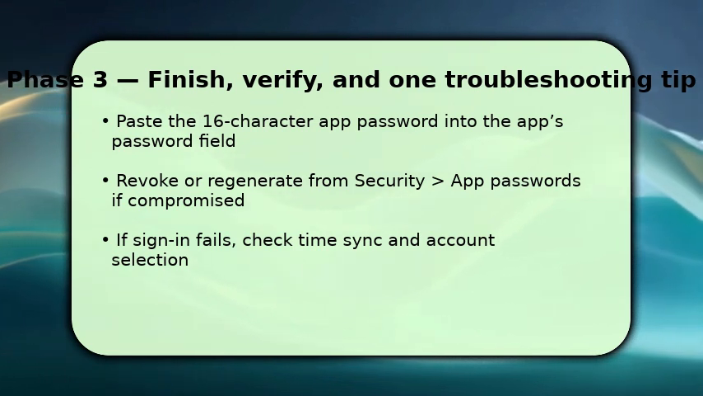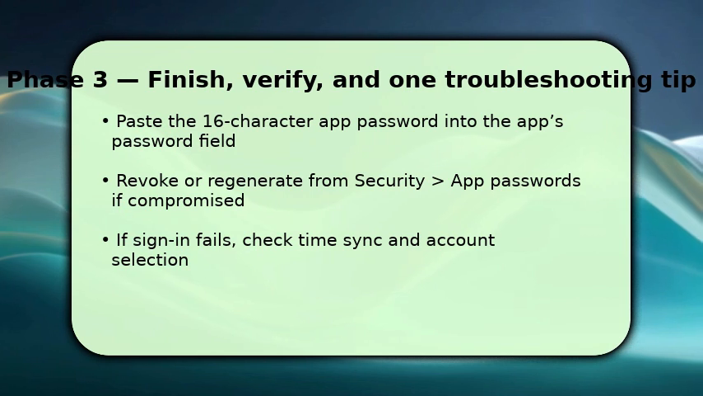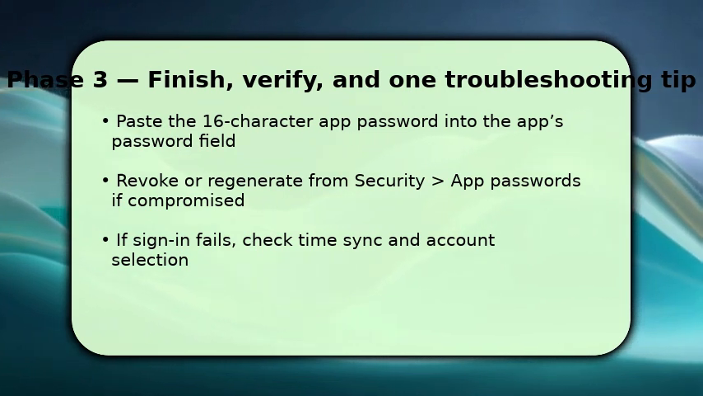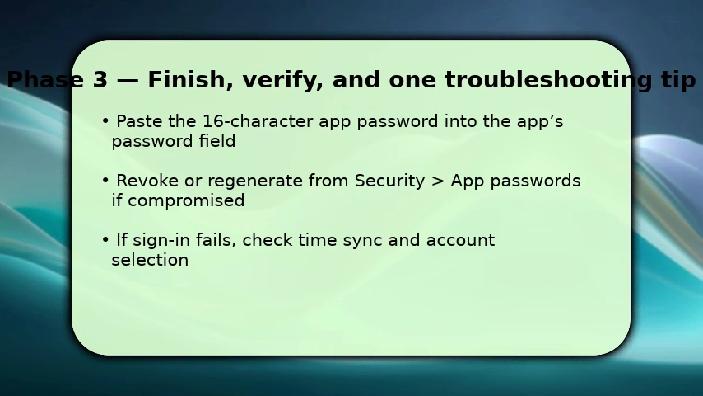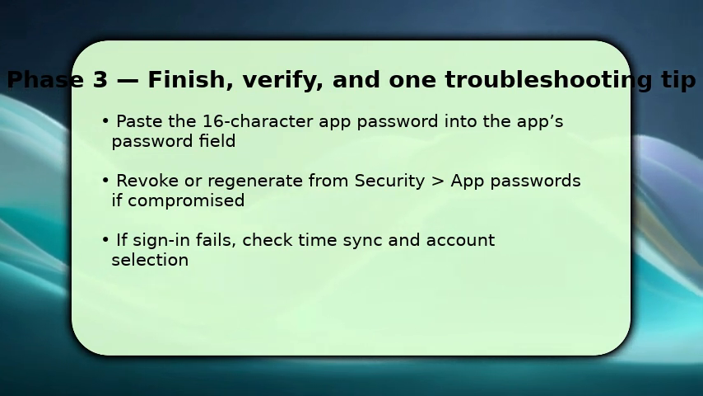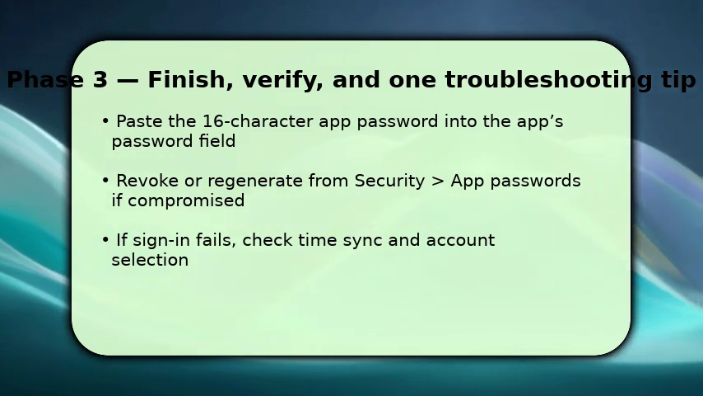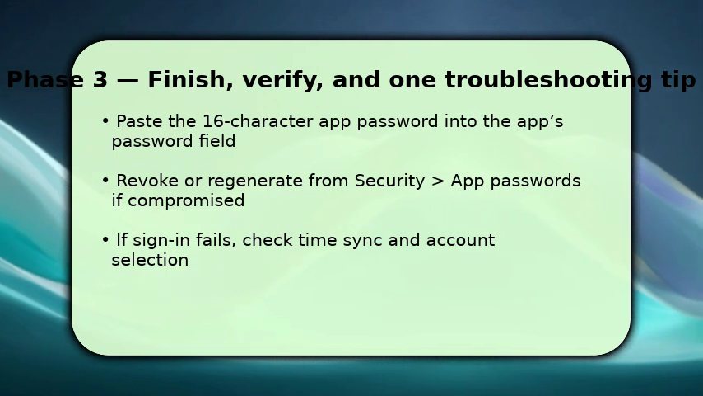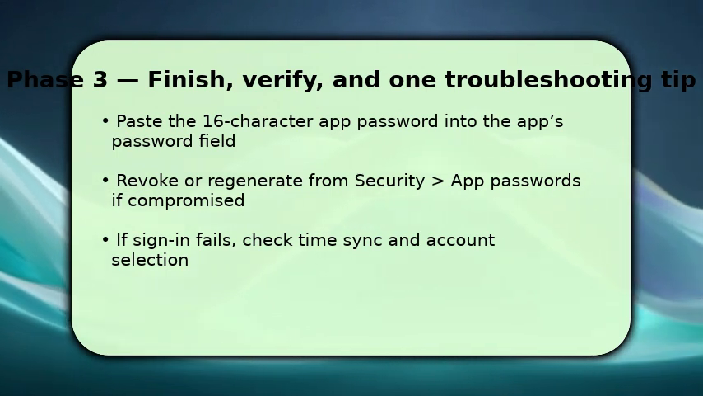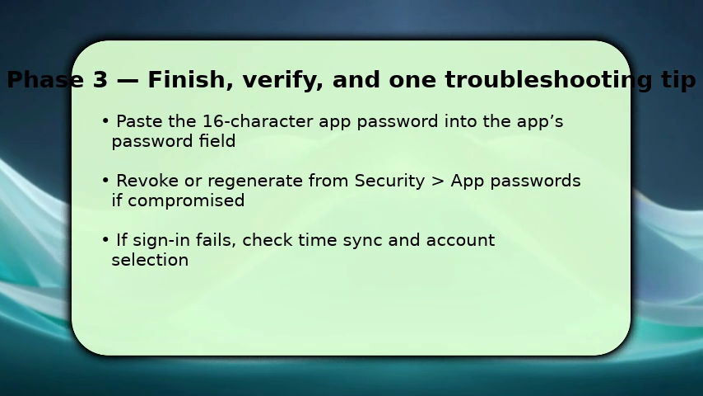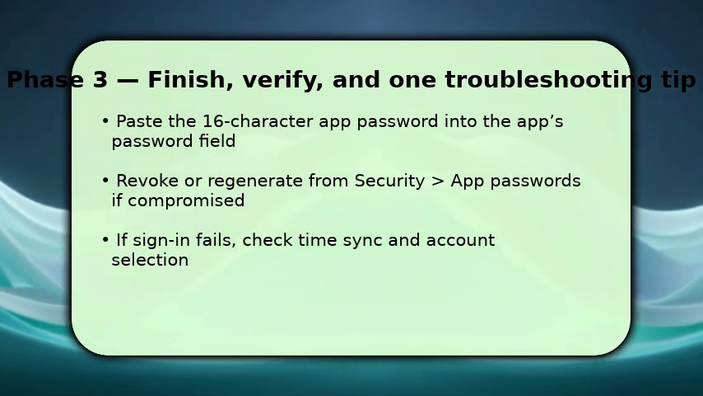One key troubleshooting tip: verify your device time and date are accurate, because incorrect system time commonly causes authentication failures. Also confirm you used the correct Google account and copied the 16-character string precisely. Once working, record the label or revoke unused passwords to keep access tidy.